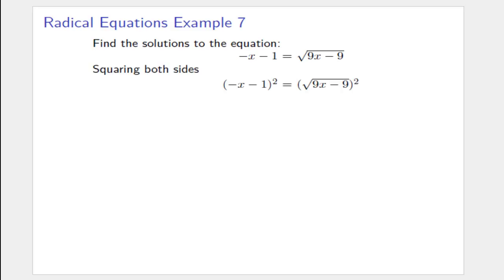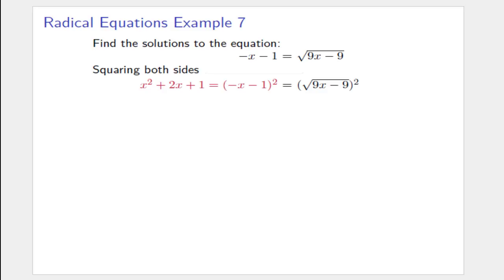This gives us negative x minus 1 squared equals the square root of 9x minus 9 all squared. Now on the left, we need to square this polynomial out. Doing that, we get x squared plus 2x plus 1. If you'd like to see the steps of the squaring process, you can click the purple link above now.